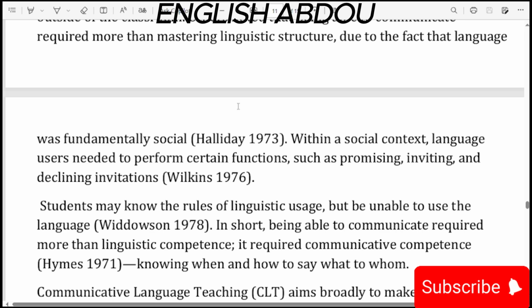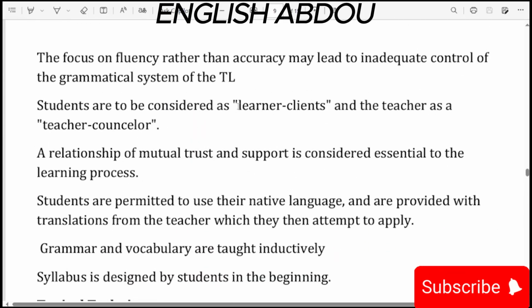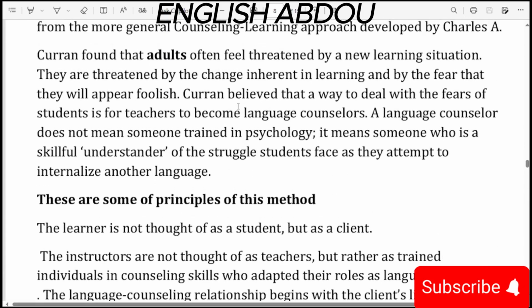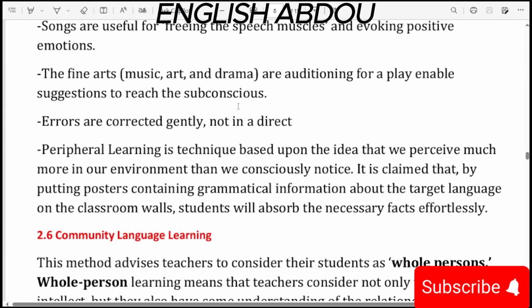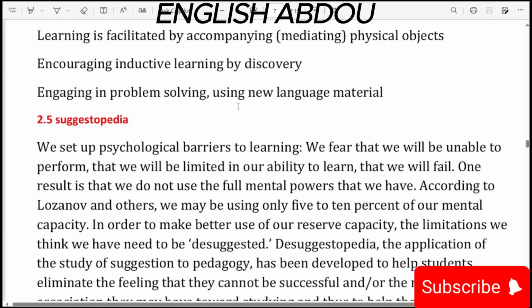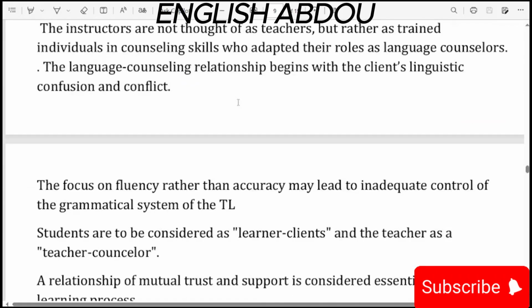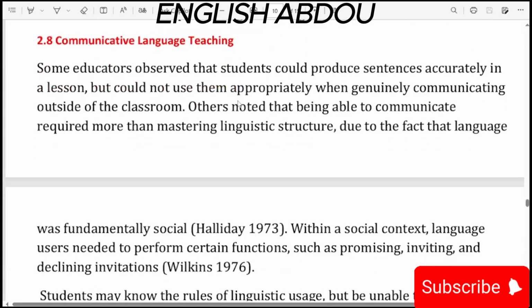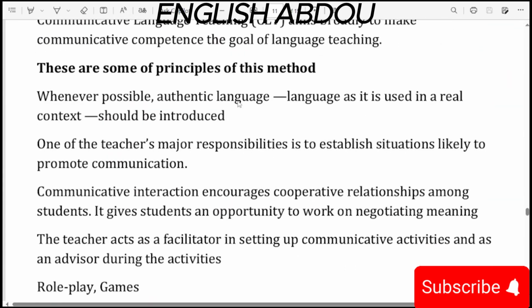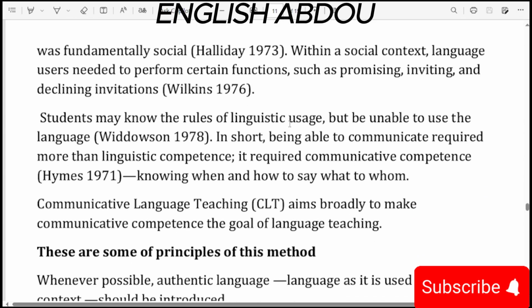So, in general, this method is like community language learning and the silent way. Why? Because it also discussed the principles of Chomsky. It criticized Chomsky's theories because students might know the rules of linguistic usage but be unable to use the language.